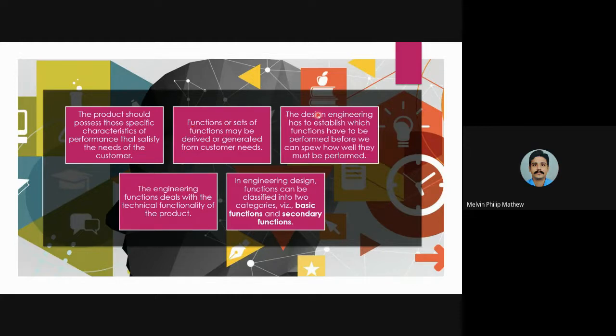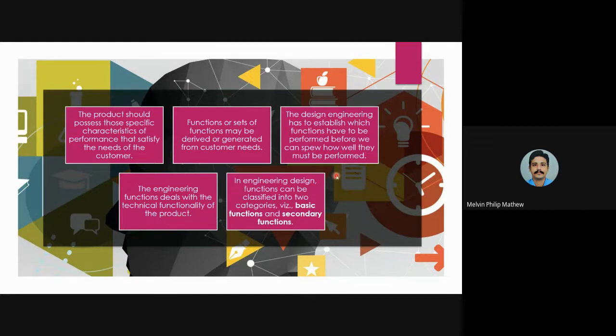Next, the design engineering has to establish which functions have to be performed before we can specify how well they must be performed. So first the functions that have to be performed have to be established. Then the engineering designs it to perform all these functions. So this complete set of functions has to be included in the design engineering. Then the engineering functions deal with the technical functionality of the product.